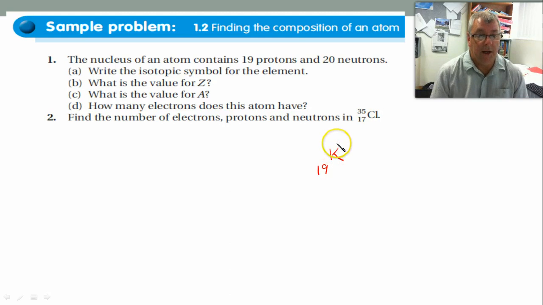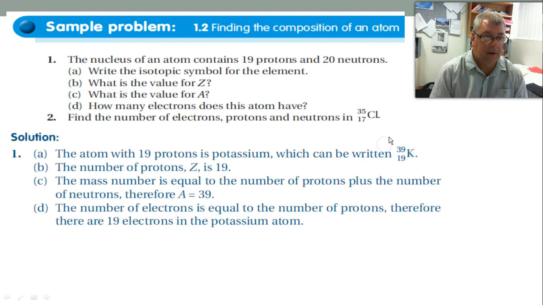19 tells us it's potassium, and of course we've got 20 neutrons. We don't write 20 there, we add the 20 and the 19 and we have 39. So what is the value for Z? 19. What is the value for A? The atomic mass is 39. How many electrons does it have? It will have 19. And if I click on the mouse here, there are the answers. So you can pause and read that just to affirm that I was telling you the truth.